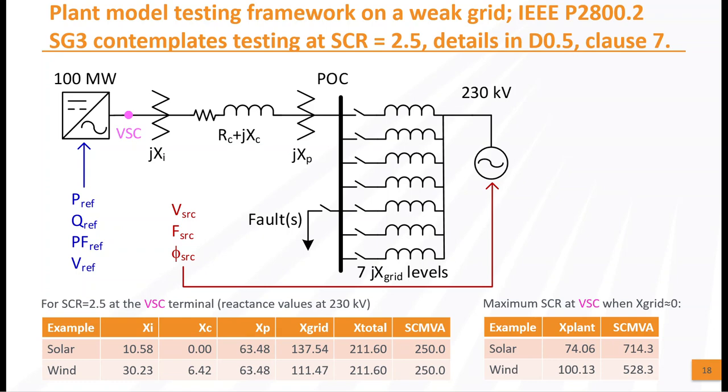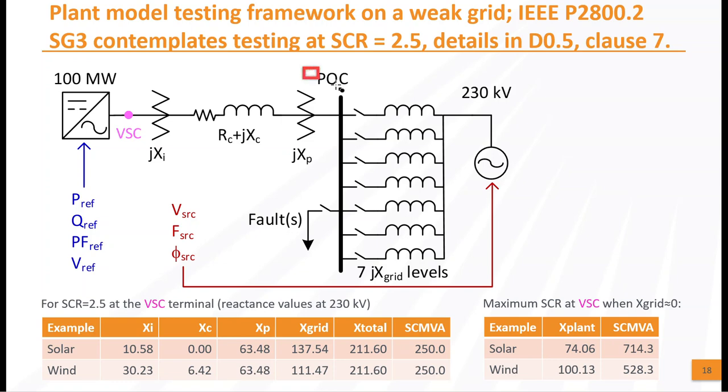This example is about automating a suite of plant model acceptance tests as proposed in IEEE P2800.2 subgroup 3 in various parts of clause 7. And this is from D0.5 from the summer of 2023, so there may be changes between now and the final version. It's important to know that they want the test to be done at a short circuit ratio of 2.5, and so that raises the question of where the point of connection should be defined.